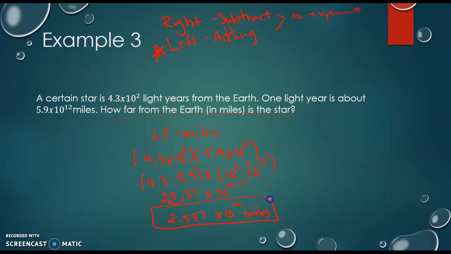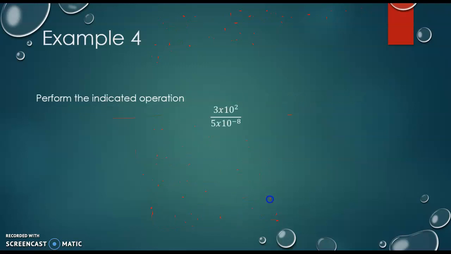And so again, we multiply our numbers together and we add our exponents when we multiply scientific notation, and then adjust our answer in the end. All right, perform the indicated operation. It's division. That's the indicated operation. So I'm going to split it up. We're going to think of it as 3 divided by 5 times 10 squared divided by 10 to the negative 8. All right, so 3 divided by 5 is 0.6.